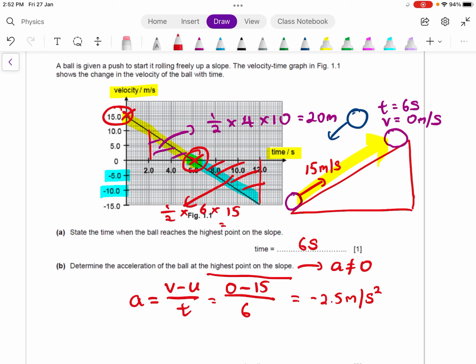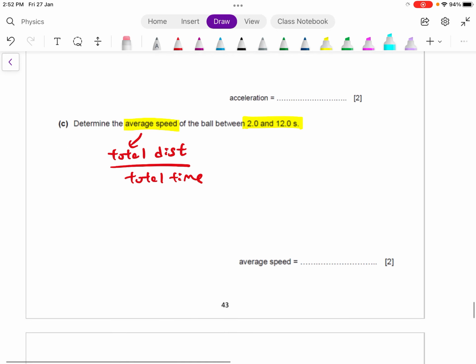Okay, so let's do our calculation. It's roughly 45 meters. So the total distance traveled between 2 to 12 seconds is actually 20 plus 45, which is 65 meters. So let's write down: it's equal to 65 meters divided by 10 seconds. So it's roughly 6.5 meters per second. That is the answer for the average speed.